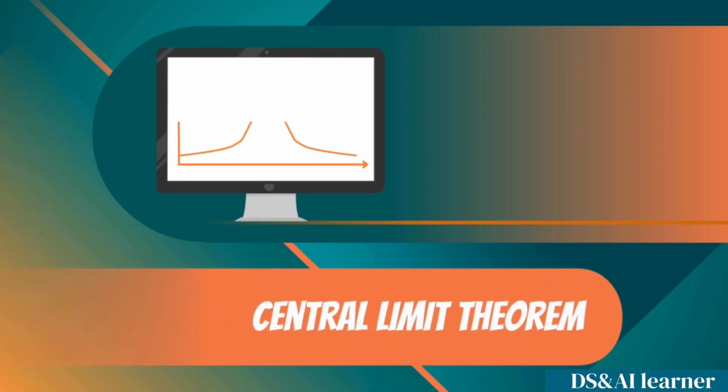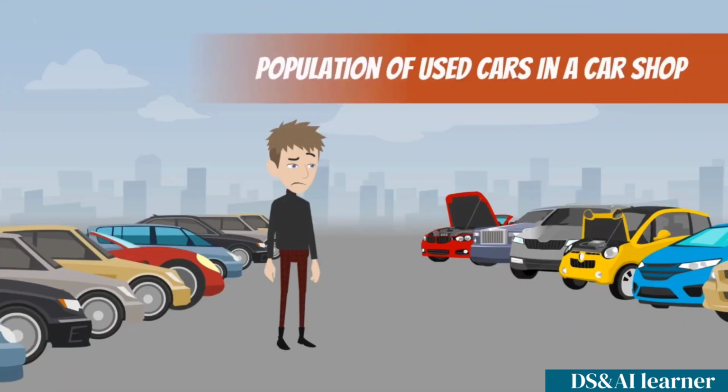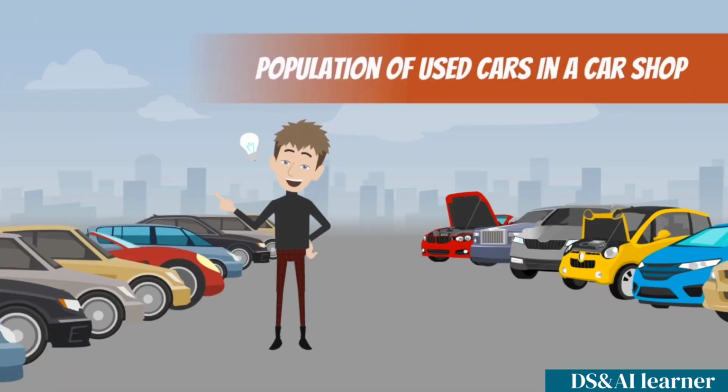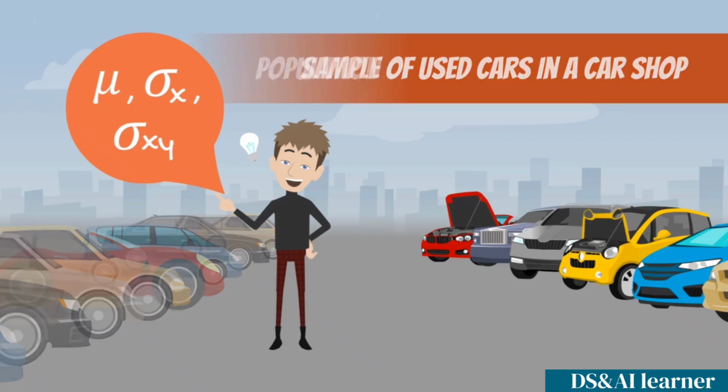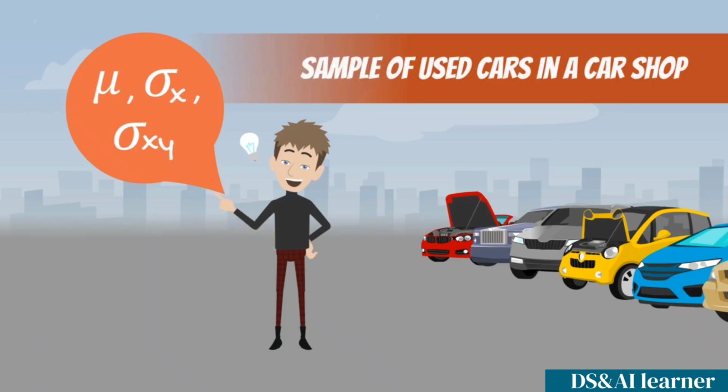Before we continue, let's introduce a concept, a sampling distribution. Say you have the population of used cars in a car shop. We want to analyze the car prices and be able to make some predictions on them. Population parameters which may be of interest are mean car price, standard deviation of prices, covariance, and so on. Normally, in statistics, we would not have data on the whole population, but rather just a sample.